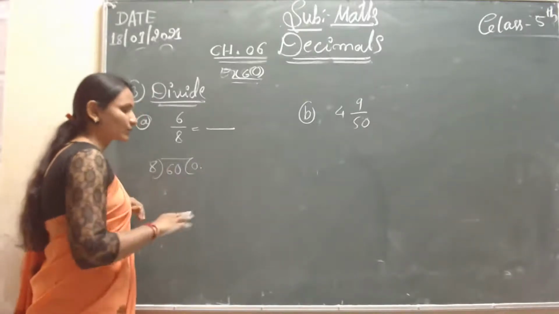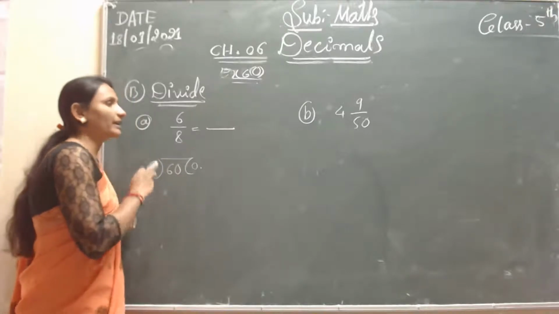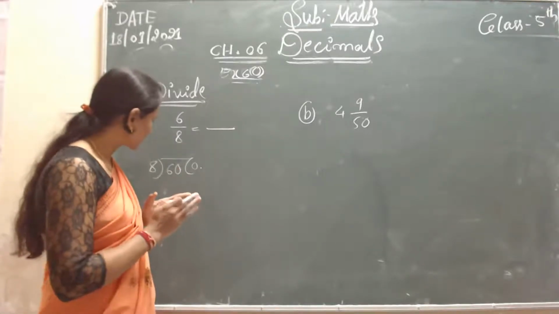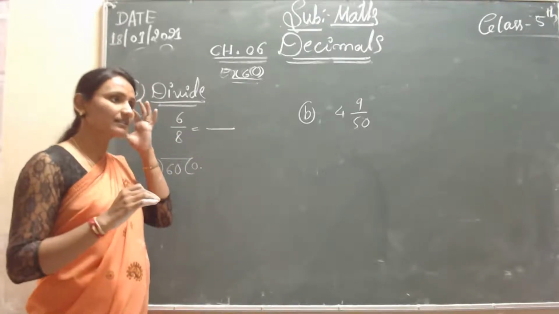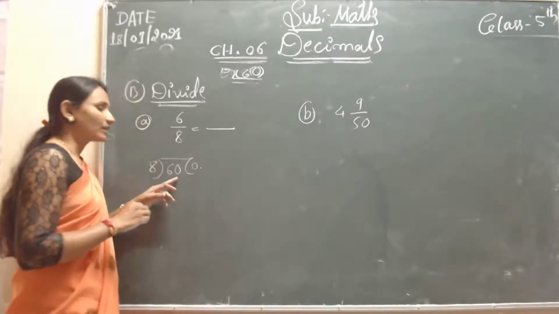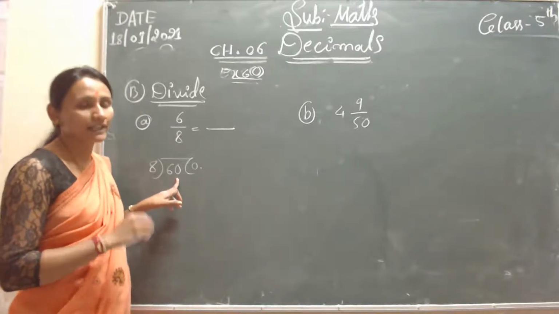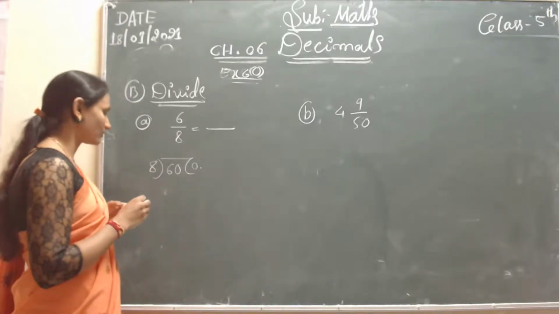So you must do this, that is the rule. Comparing the divisor and dividend, if the dividend is the lesser number, you must write 0 point in the quotient. Okay. So you come to a 0. What is the total value? That is 60.